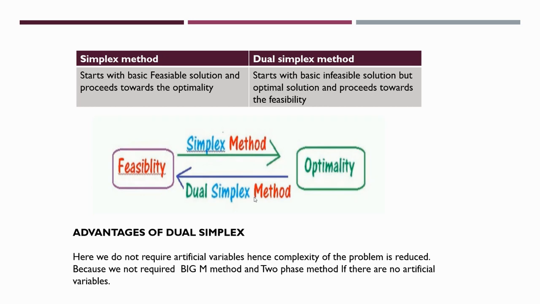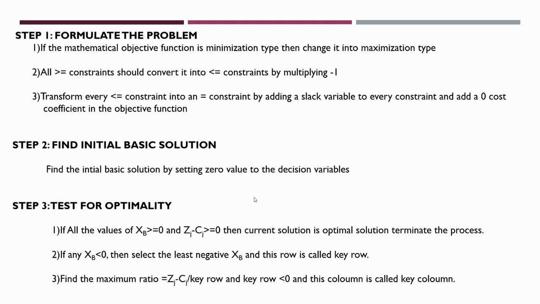Advantages of the dual simplex method. In the dual simplex method, we will not require any artificial variable in the constraints. If any artificial variable is present, then we will use the two-phase method and the big M method. If no artificial variable is there, then the complexity of the problem will be reduced and we will easily solve the problem. Now we will see the procedure of the dual simplex method for a maximization type problem.